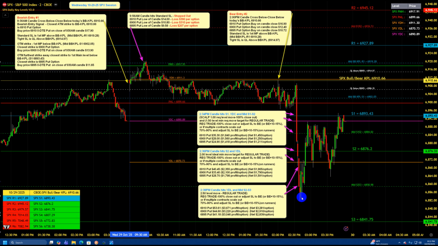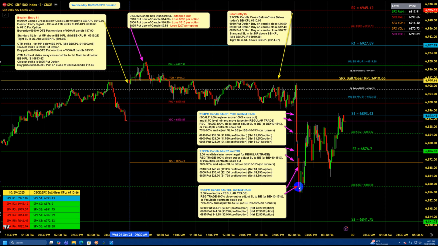Then it finally bottoms out in the very next candle. But here you have the touch of the mid S2, S3 level, and it basically closes right on it. And that is the 238 candle. Hits YDL, slices through YDL, lands right on mid S2, S3 on the close. So that is a 2.5 level move.